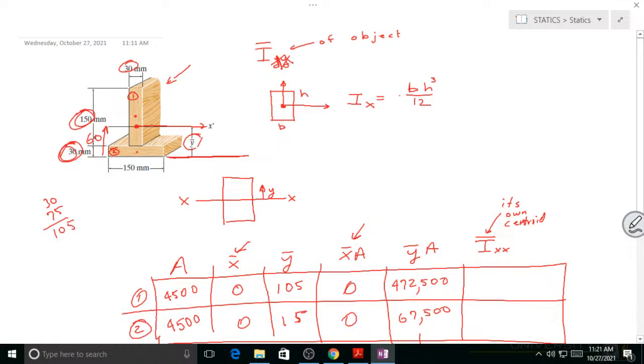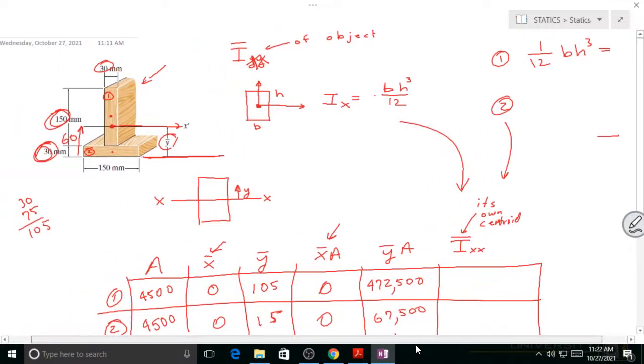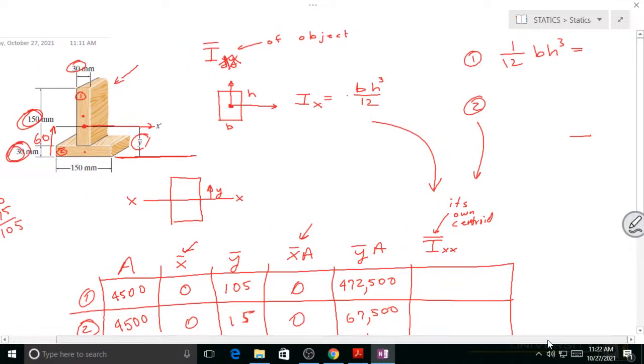Now I'm going to focus on these terms. Okay, now this is going to be a lot of big numbers. So you know what I'm going to do? I'm going to slide the thing to the right if it'll let me. And I'm going to do them for section 1 and section 2. And then I'm going to put the numbers in there. So it's 1/12 base times height to the third. In this case, the base was, shoot, I forgot. The base was 30. So the base of this first one's 30. The height's 150.